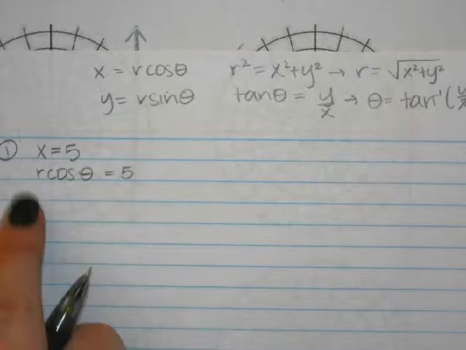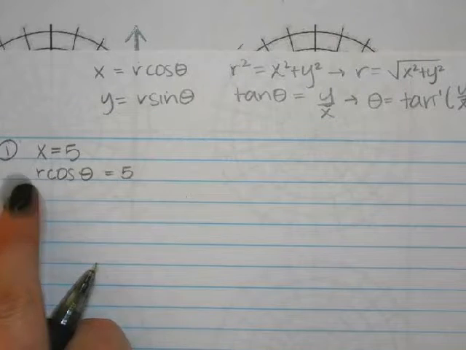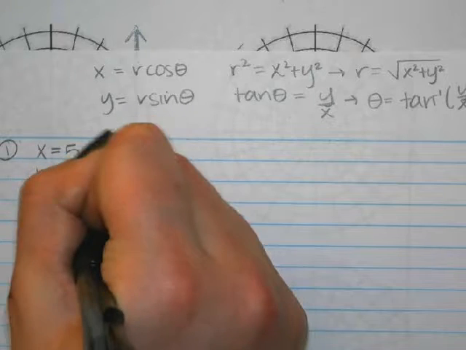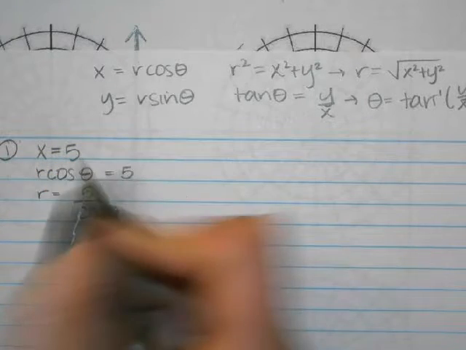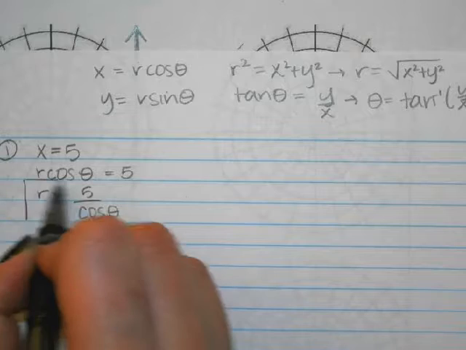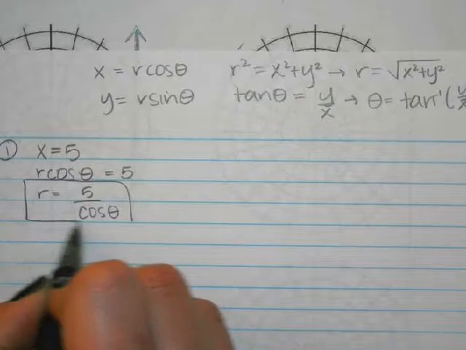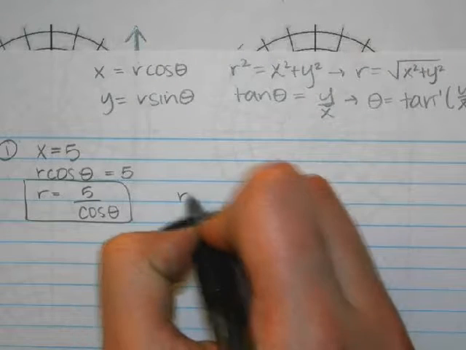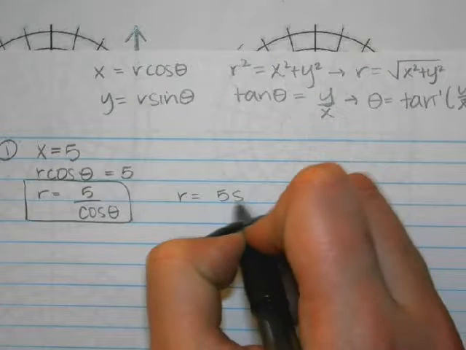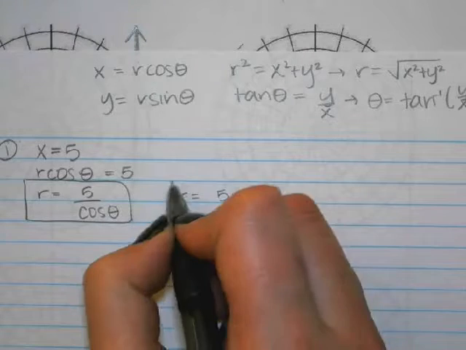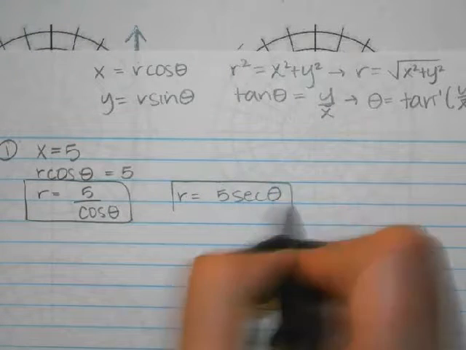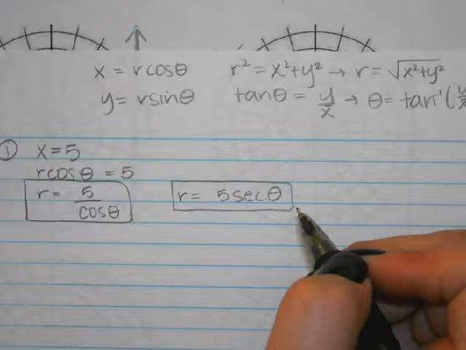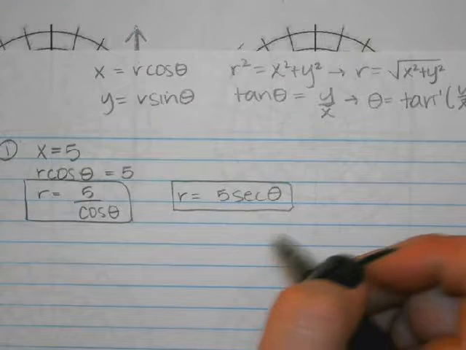So how do I get the r by itself? I divide the cos over. So r equals 5 divided by cos theta. That's the polar equation. There's an alternate form of this, 5 times secant theta. How did I get that? 1 over cos is the same thing as secant. You don't have to write both answers, but these are both valid equations.